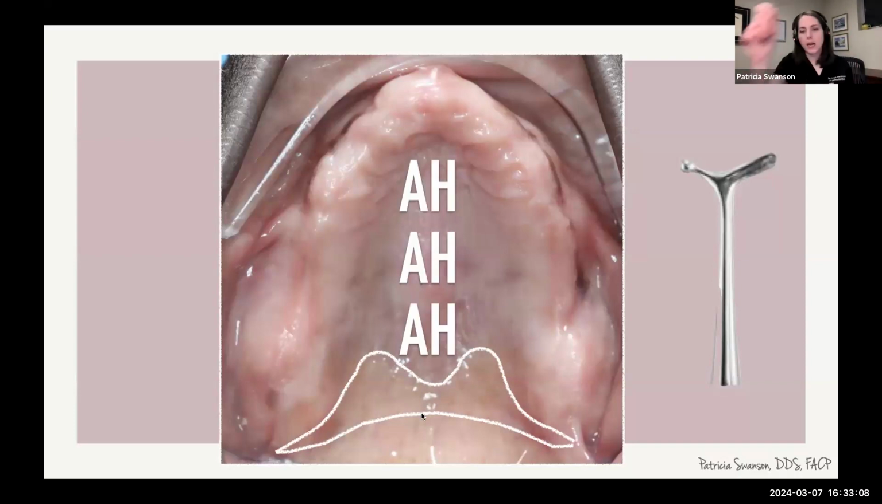And then instead of using a Thompson marking stick, because A, I'm impatient, and B, I always feel weird coloring on adults. I don't like to mark it in their mouth.